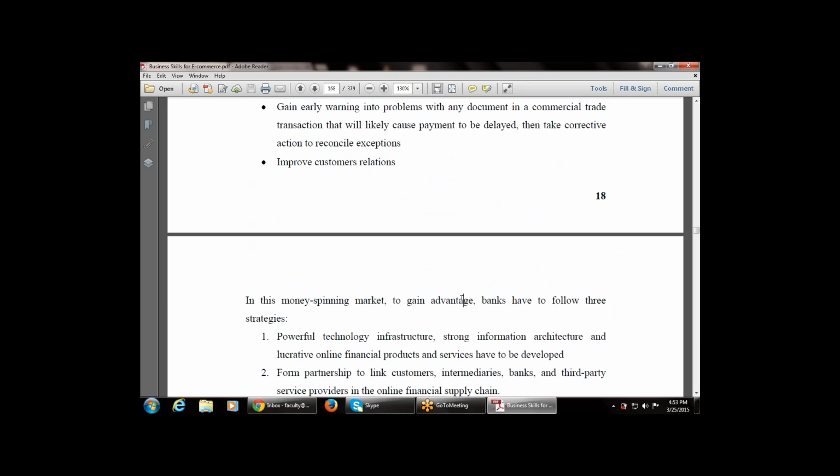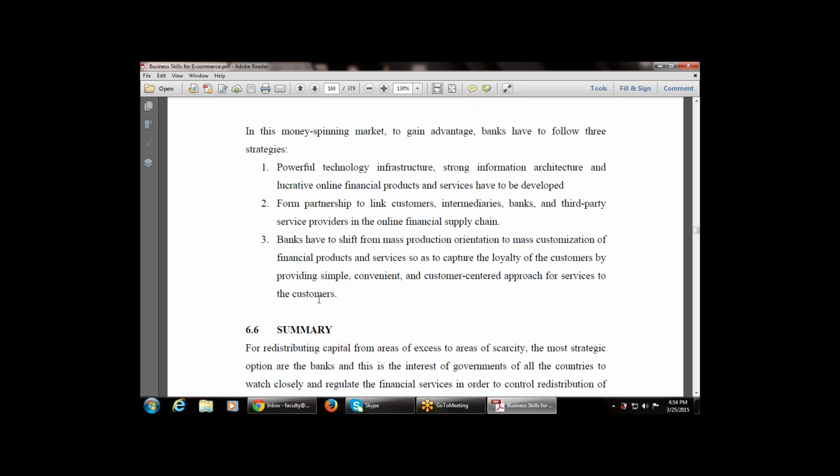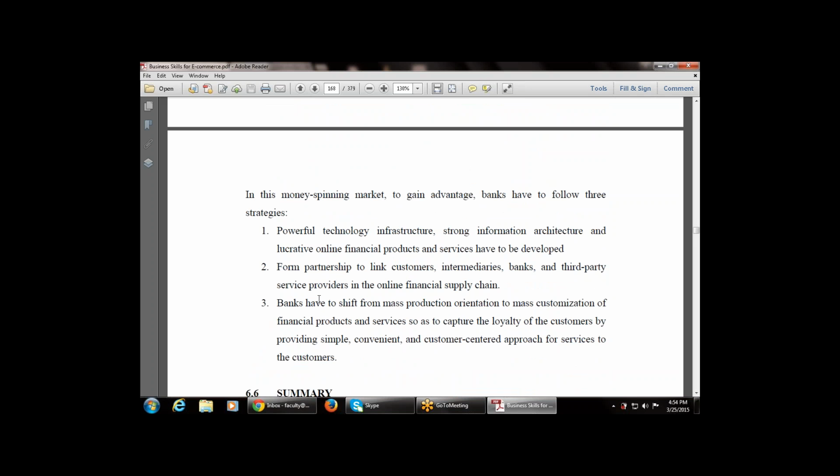In this money spinning market, to gain advantage, banks have to follow three strategies. What are the three strategies? First of all, there should be a powerful technology infrastructure. Second, partnership to link customers, that is making partnerships to link the customers. Third, banks have to shift from mass production to mass customization of financial products. So these are the three strategies banks have to follow for staying in the money spinning market.